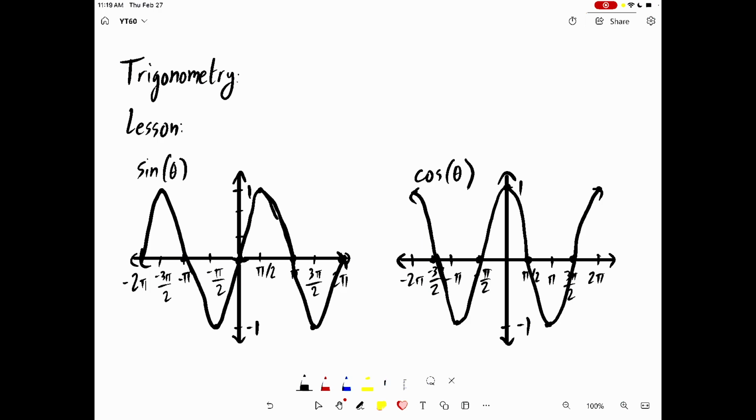Now, next we'll probably be doing tangent theta and cotangent theta, and then we'll finish off with cosecant theta and secant theta.